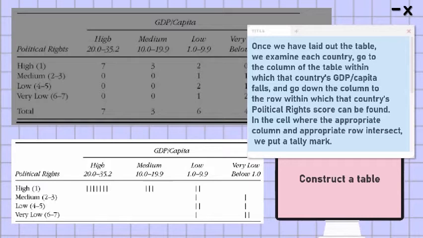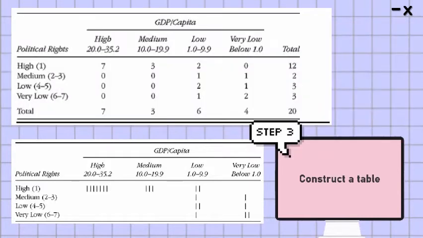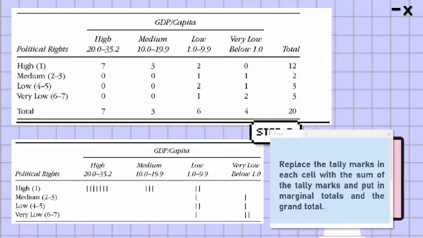In the cell where the appropriate column and appropriate row intersect, we put a tally mark. We will then replace the tally marks in each cell with the sum of the total tally marks and put in marginal totals and the grand total.